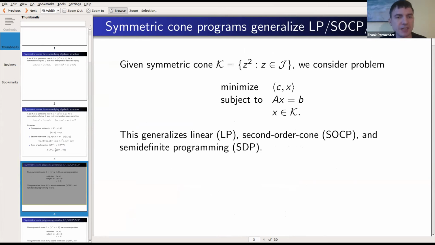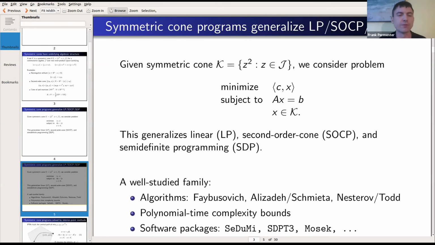Okay, so those are symmetric cones. What is a symmetric cone optimization problem? In this talk, a symmetric cone optimization problem has the following form. I'm minimizing a linear function subject to the constraints. My decision variable x is an element of my symmetric cone, and x also satisfies some additional linear equalities. Okay, so this generalizes linear programming, second order cone programming, and semidefinite programming. If I plug in the non-negative orthant for my cone, I get a standard form LP. If I plug in the second order cone, I get a standard form SOCP. And if I plug in the cone of positive semidefinite matrices, I get a standard form SDP.